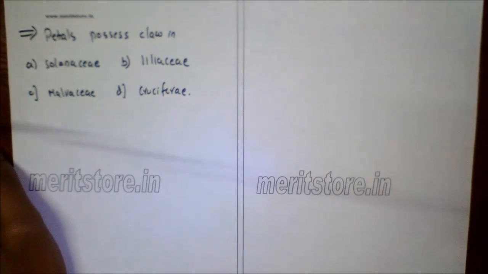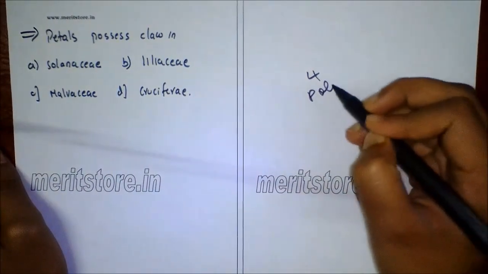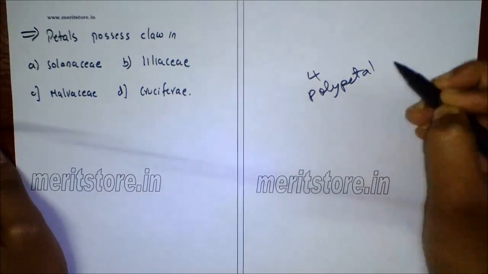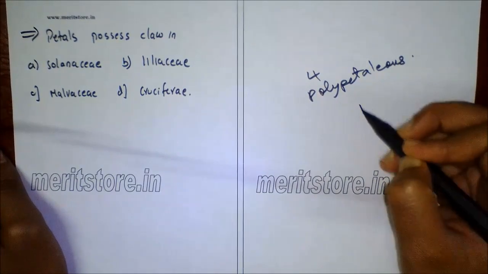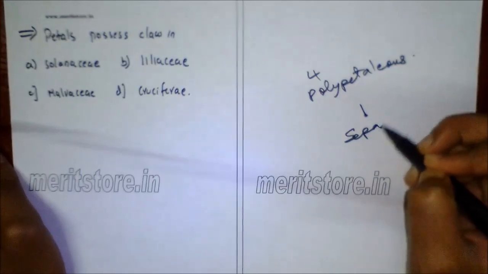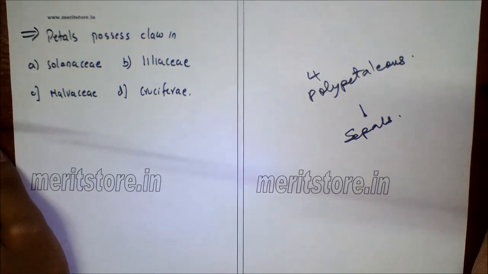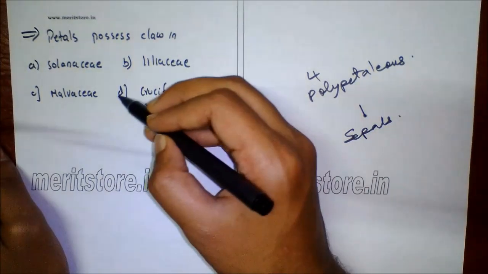Petals possess claw in: A. Solanaceae, B. Liliaceae, C. Malvaceae, D. Cruciferae. Petals 4, polypetalous, arranged in 1 whorl, alternate with sepals, often with long claws, and are spread out in the form of a Greek cross. This arrangement of petals is known as crucifer arrangement, which is seen in Cruciferae. Option D.